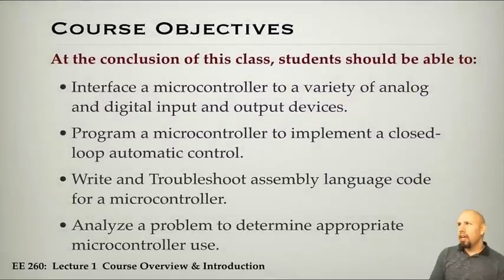In terms of our class, we have these four objectives that we want you to be able to do at the conclusion of this class. Basically, we want to give you mad skills. That's the bottom line. First, we want you to be able to interface a microcontroller to a variety of analog and digital input and output devices. Second, we want you to be able to implement a closed-loop automatic control system using a microcontroller. Third, we want you to be able to write and troubleshoot assembly language code for a microcontroller.